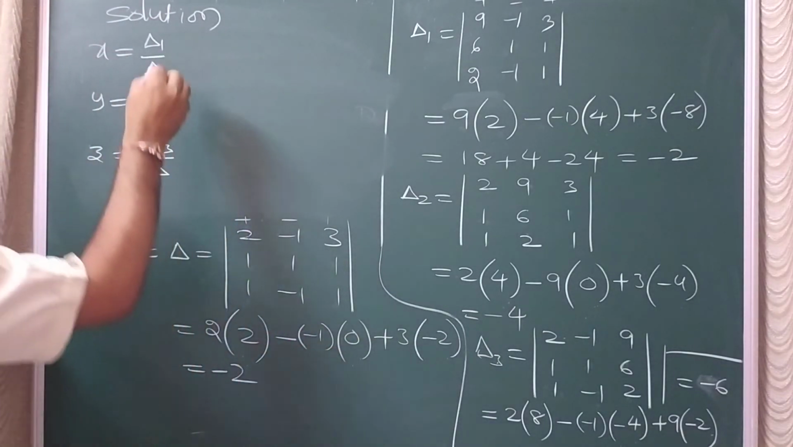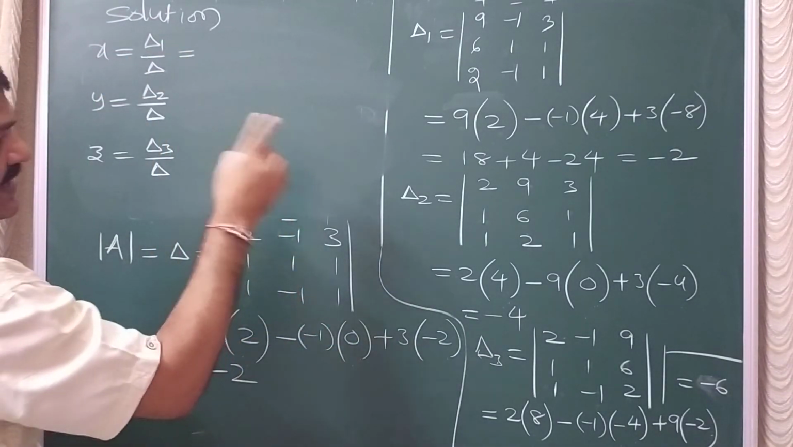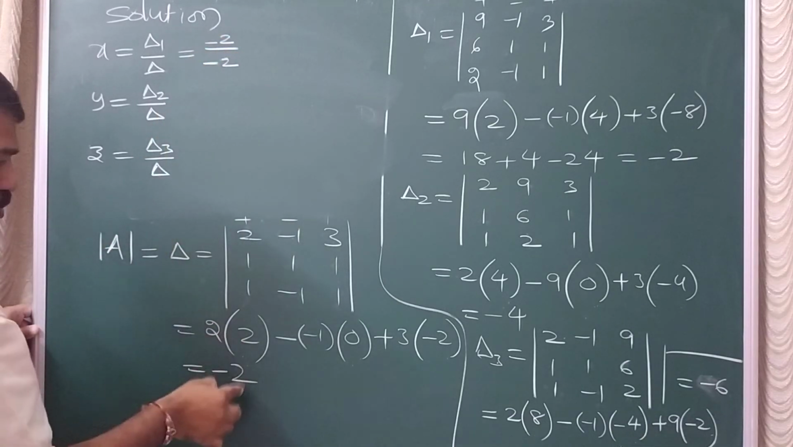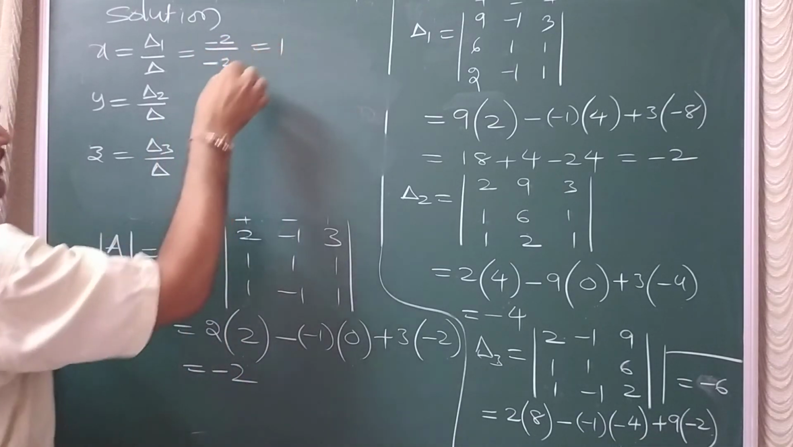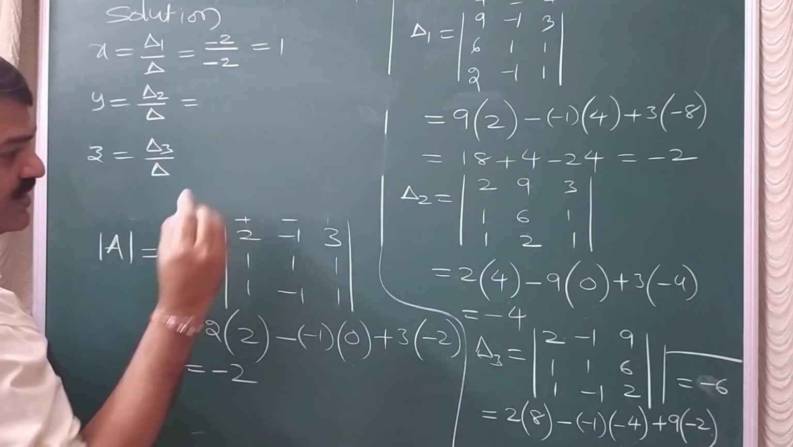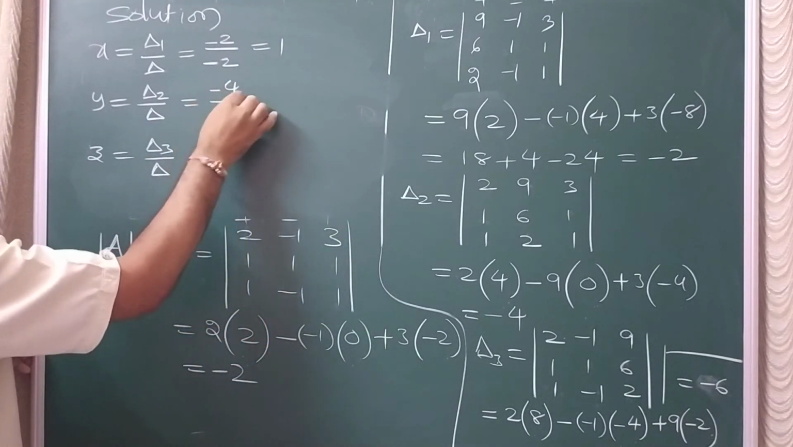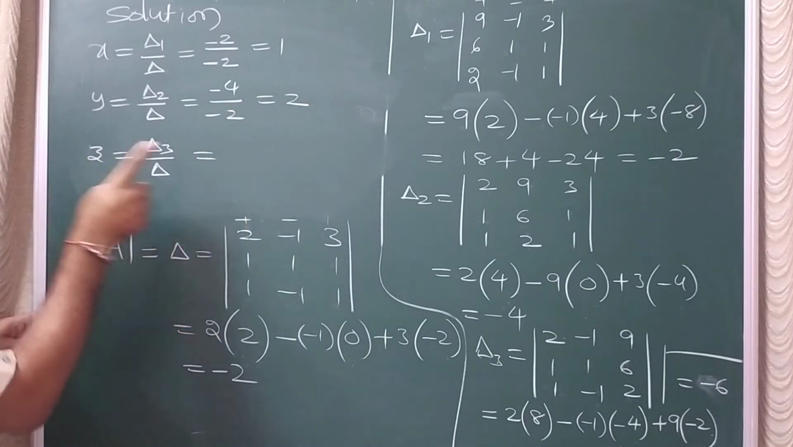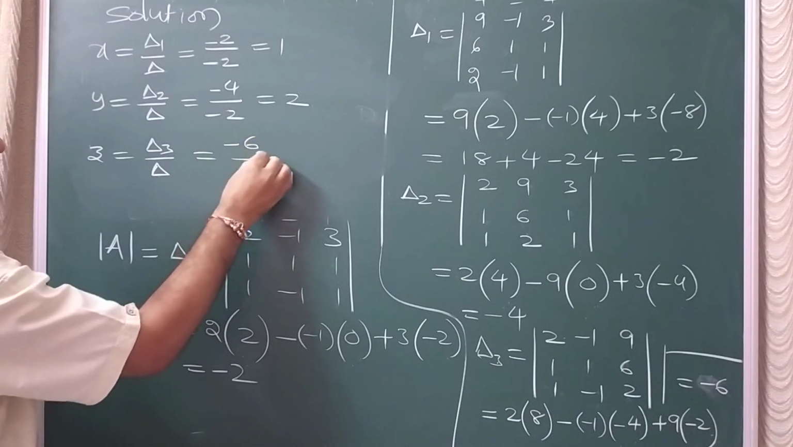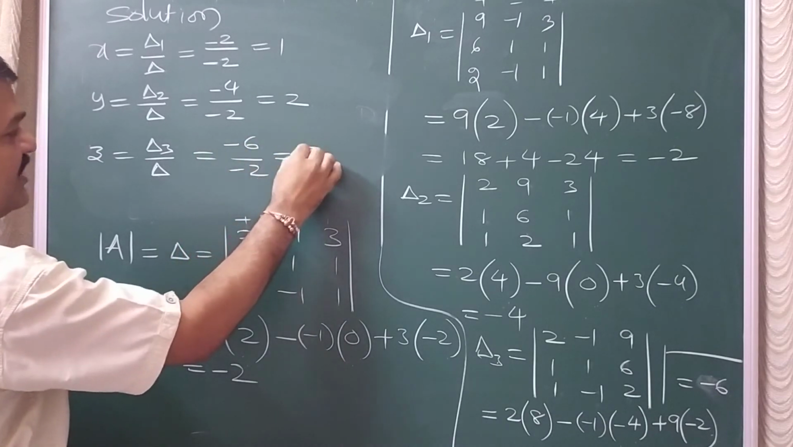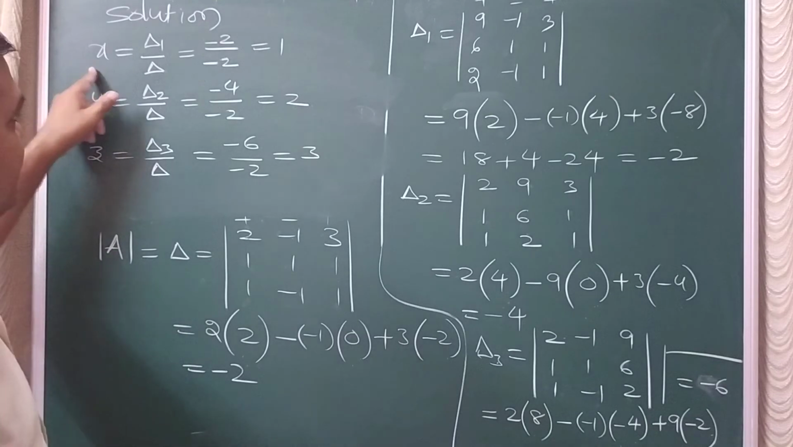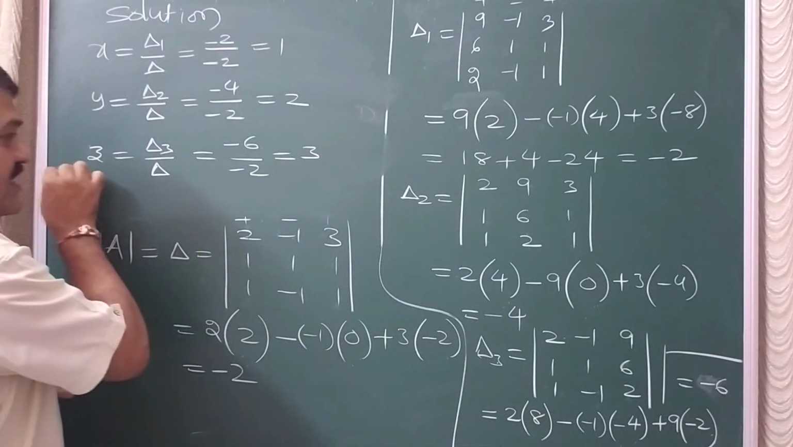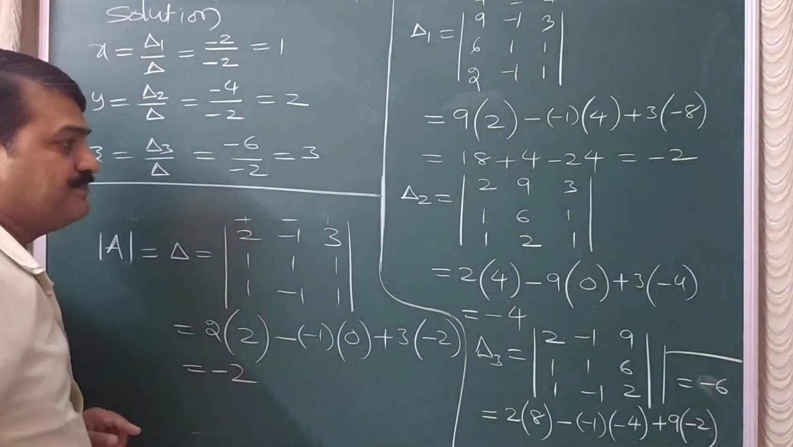Just substitute whatever values you got. Delta 1 is minus 2, no? So minus 2, delta is also minus 2. So x is 1. Y, delta 2 is how much? Minus 4. By delta is minus 2, you will get 2. Delta 3 is minus 6. By minus 2, so you will get 3. So what is the solution? X is equal to 1, y is equal to 2, z is equal to 3. So this is the unique solution.